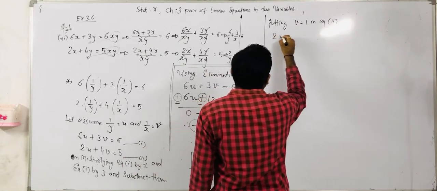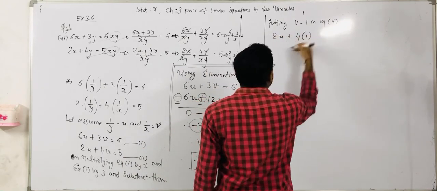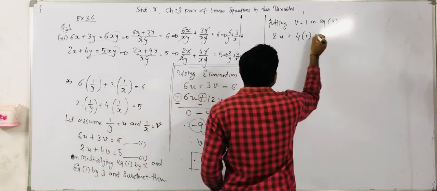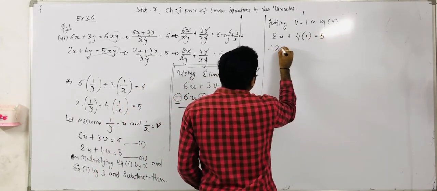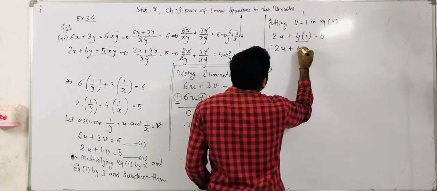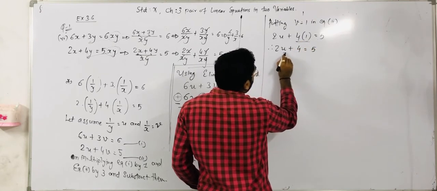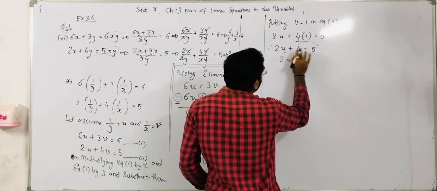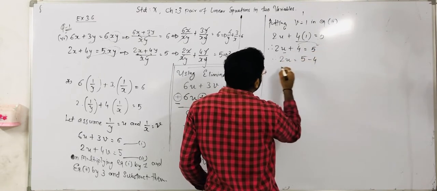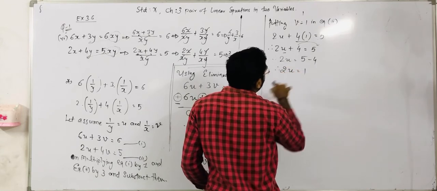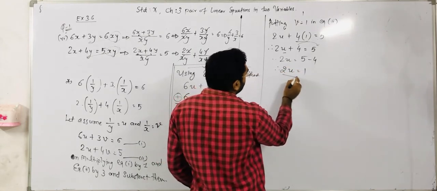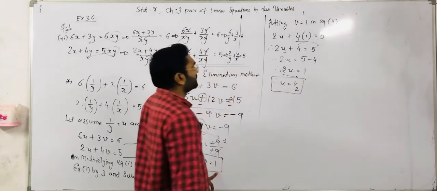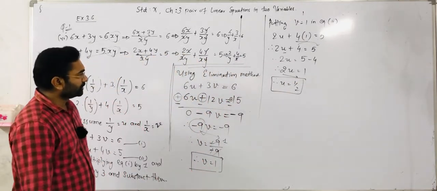So 2u plus 4 times the v value, which is 1, is equal to 5. So we get 2u plus 4 ones are 4 is equal to 5. We have to find the u value, so the number we have to take to the right hand side. So plus 4 on the right hand side becomes minus 4. So 2u is equal to 5 minus 4 is equal to 1, and then 2 goes to the right hand side in the denominator. So the u value we get is 1 by 2.